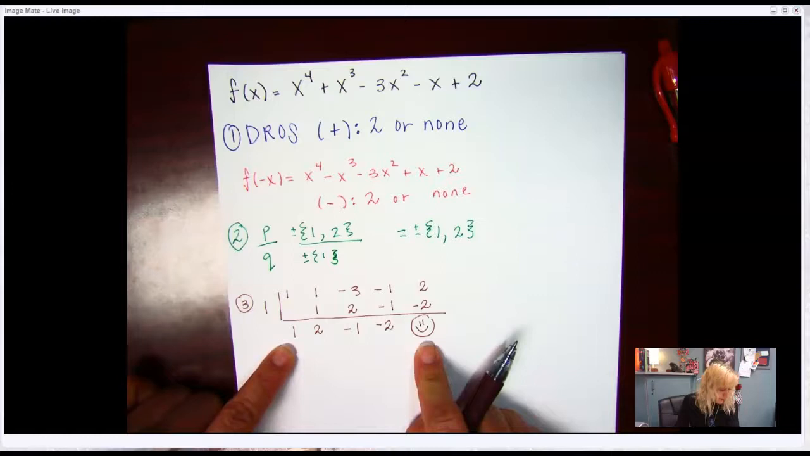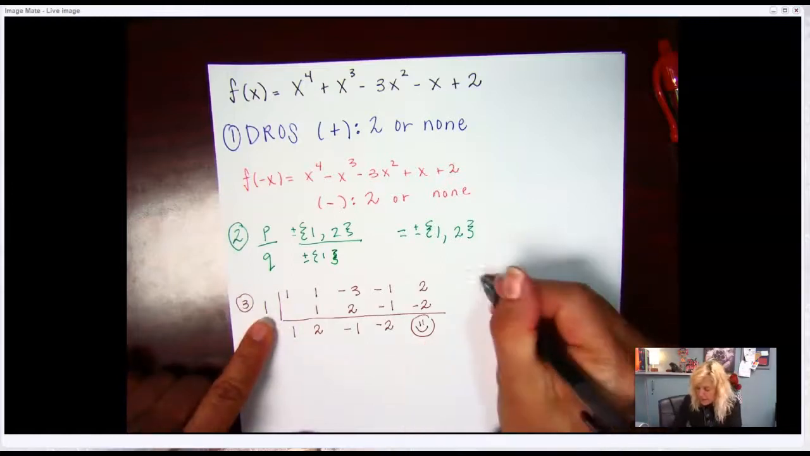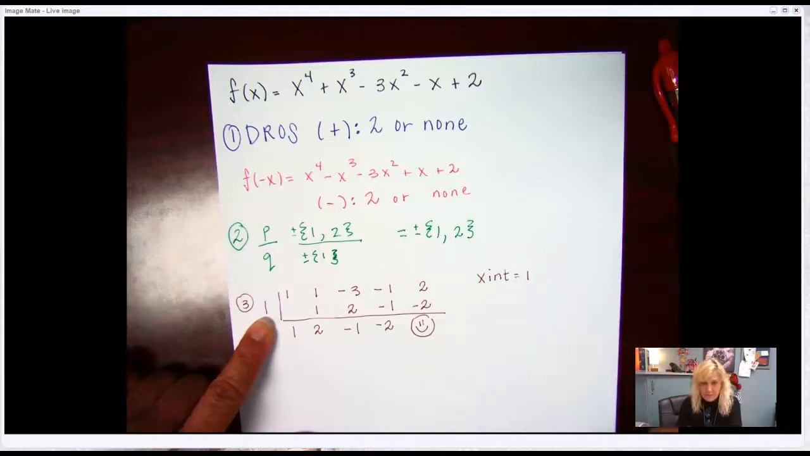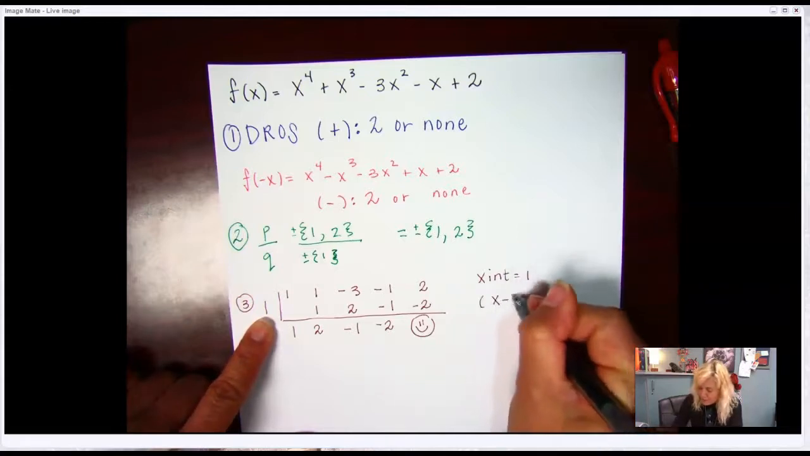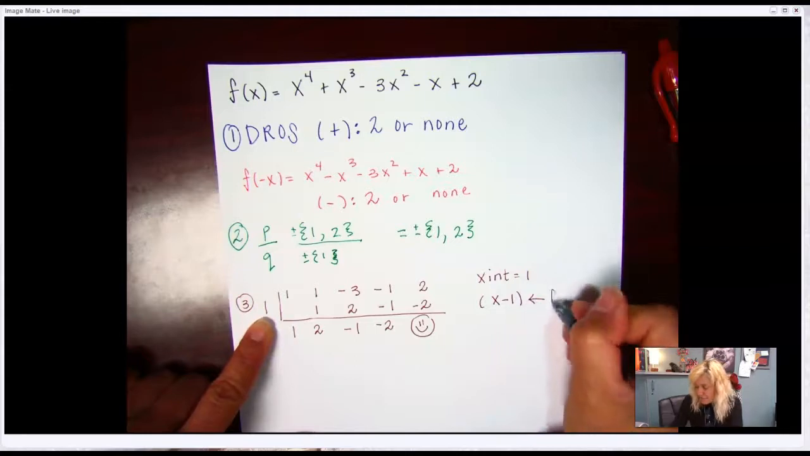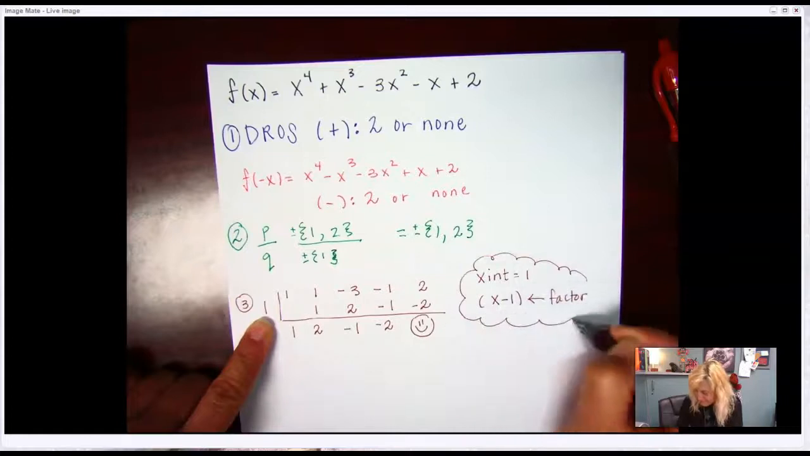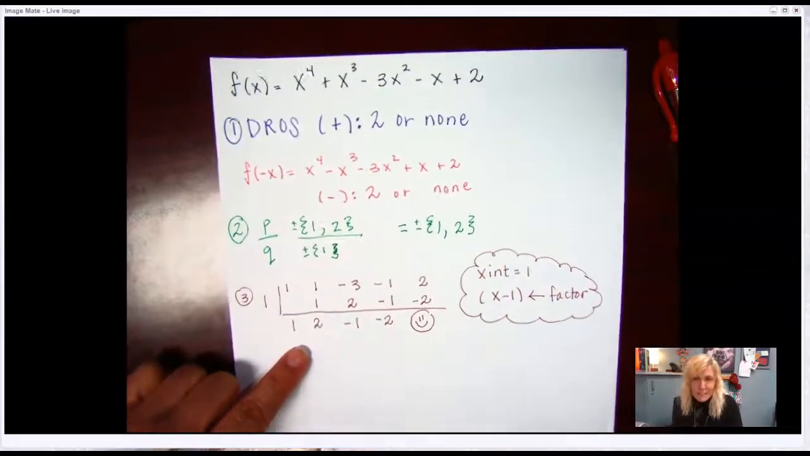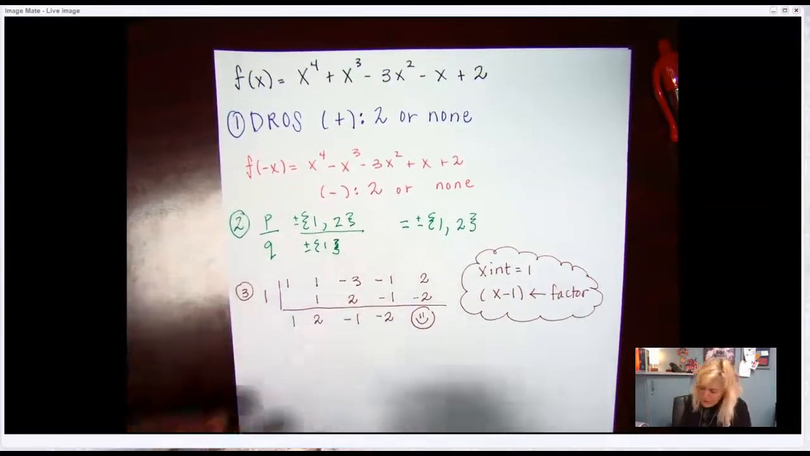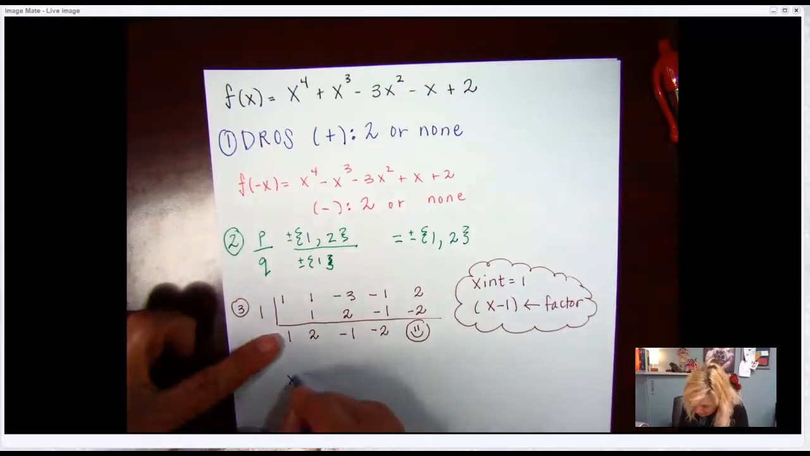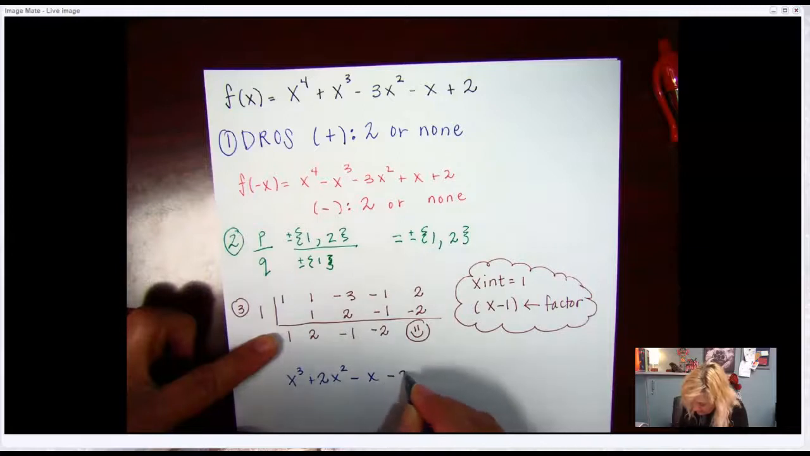And remember, when there is not a remainder, one of the x-intercepts equals 1. And remember, x minus 1 is a factor, and that makes us happy. Okay, let's take a look at the depressed polynomial, the quotient, what's left over. Remember, that was a degree of 4, so now that's going to be x to the third plus 2x squared minus x minus 2.